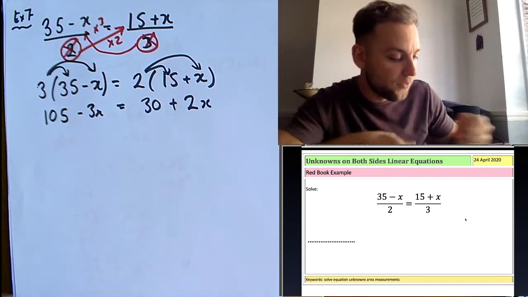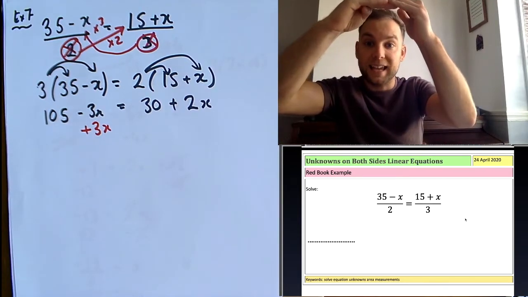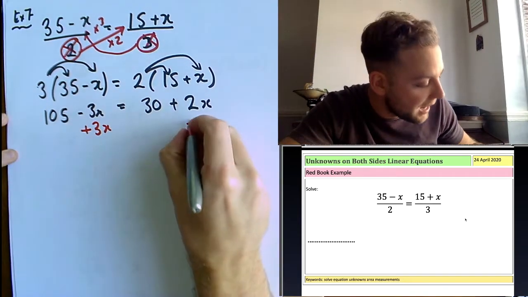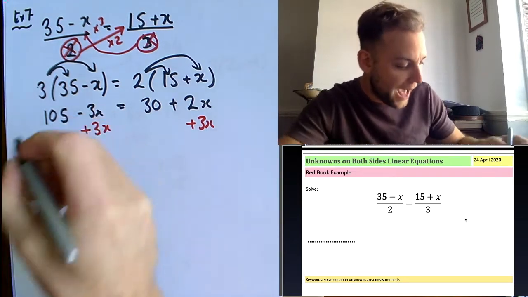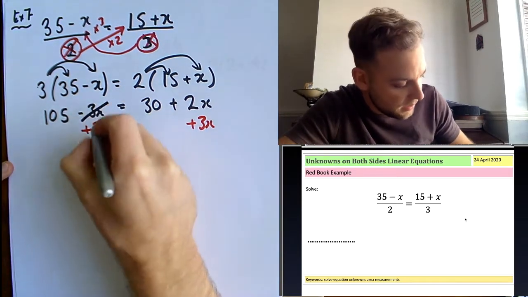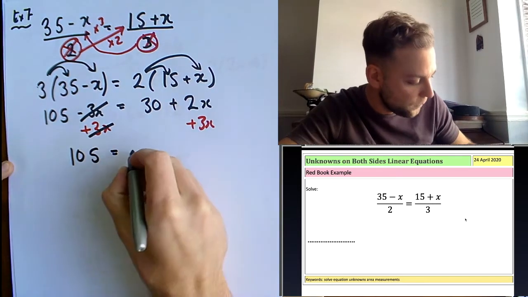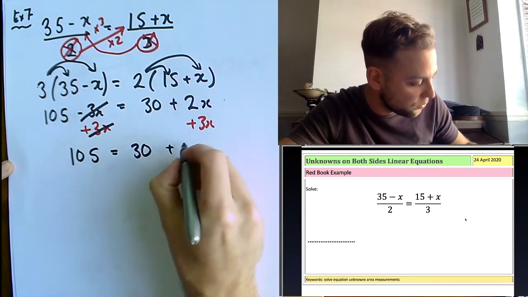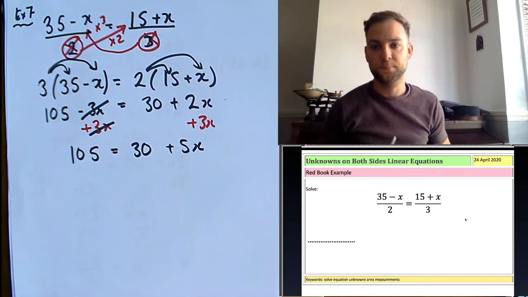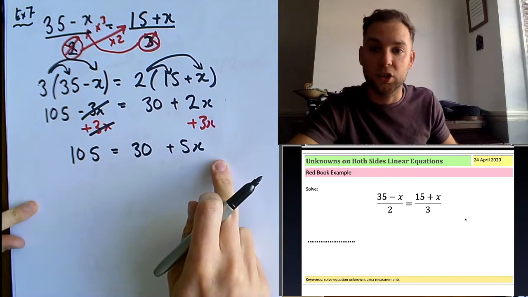So I'm getting rid of that by adding 3x. Remember, the opposite of taking away 3x is adding 3x. And adding 3x here. Okay, super. So if I add 3x to this side, these are going to cancel. I'm just left with 105 is equal to 30 plus 2x plus 3x is equal to 5x. Brilliant. So my next stage is to just solve this like a normal equation.